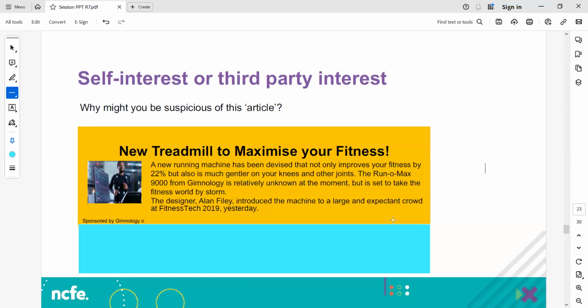So the person who designed the machine is Alan Filey, that was the designer. But in there, it also tells us the name of the company.